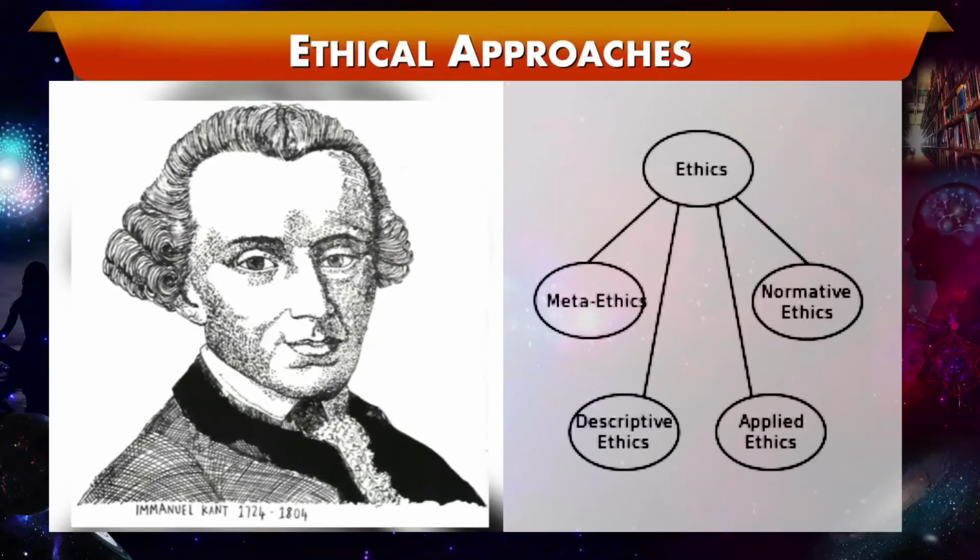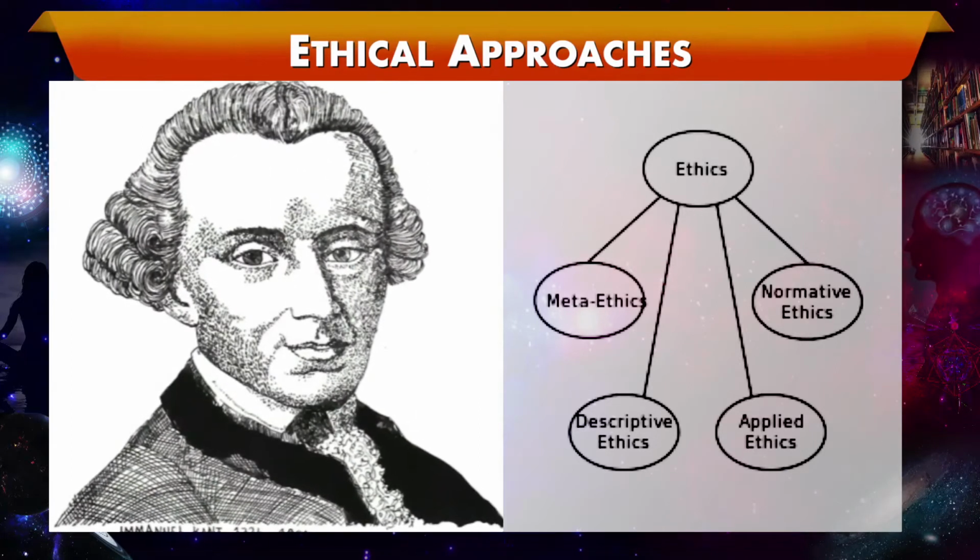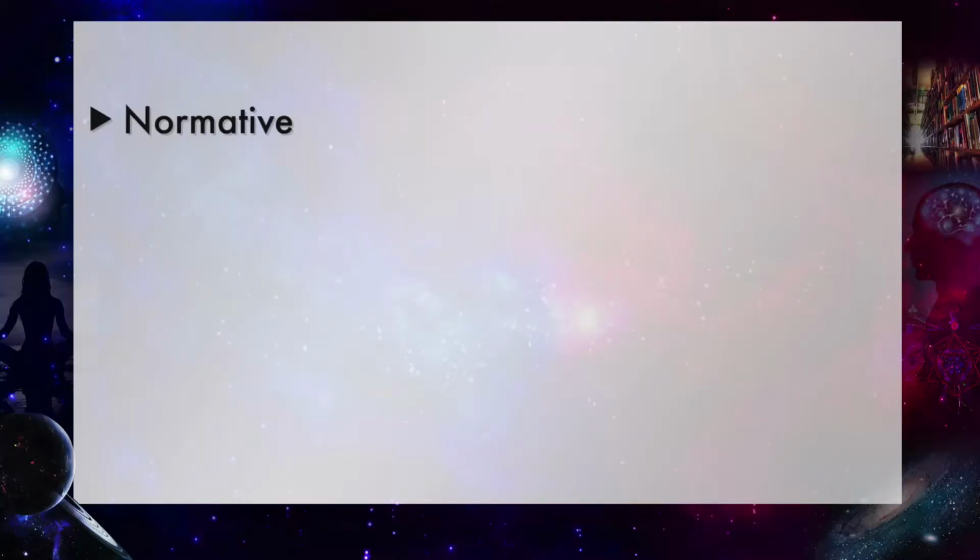Now let's proceed further to see the ethical approaches. The scope of ethics cannot be limited to merely one way of ethical inquiry. The branch of ethics can be bifurcated into four further branches, namely normative ethics, prescriptive ethics, applied ethics, and meta-ethics. Now let's first start with normative ethics.